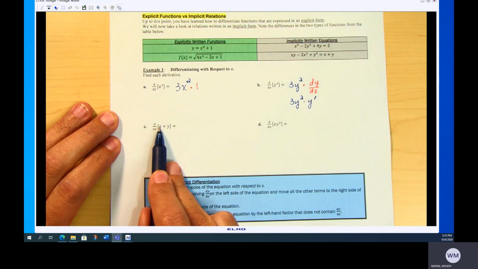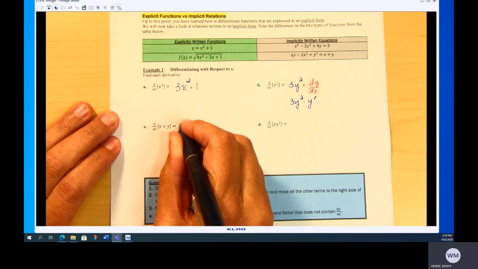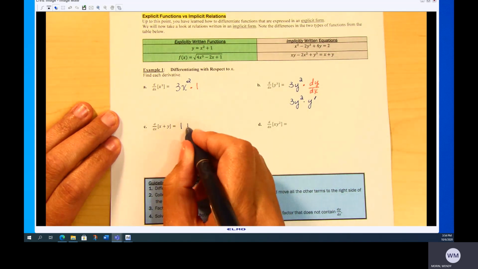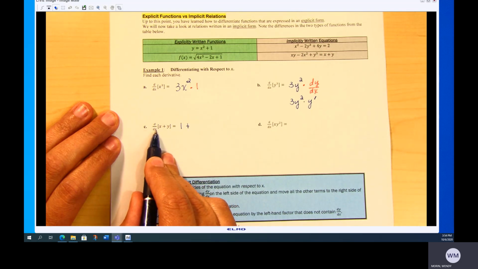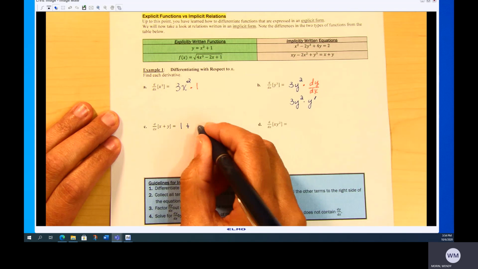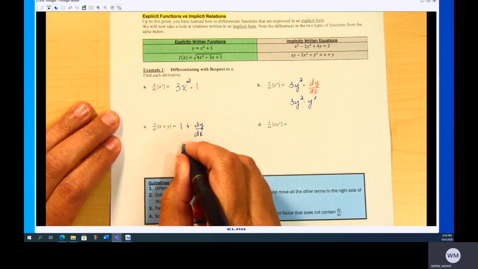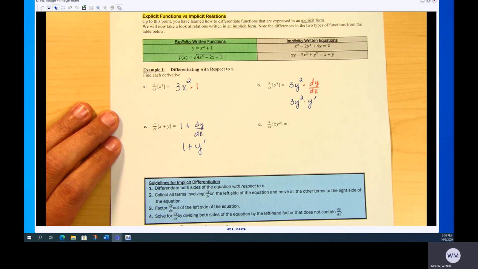The derivative of x with respect to x. What's the derivative of x? 1 plus the derivative of y with respect to x. The derivative of y with respect to x, that's dy dx, or 1 plus y prime.